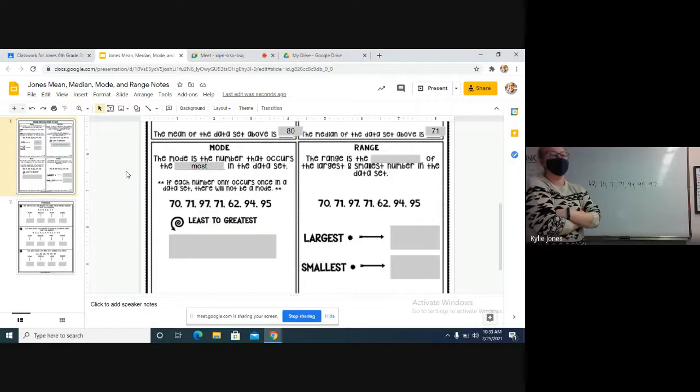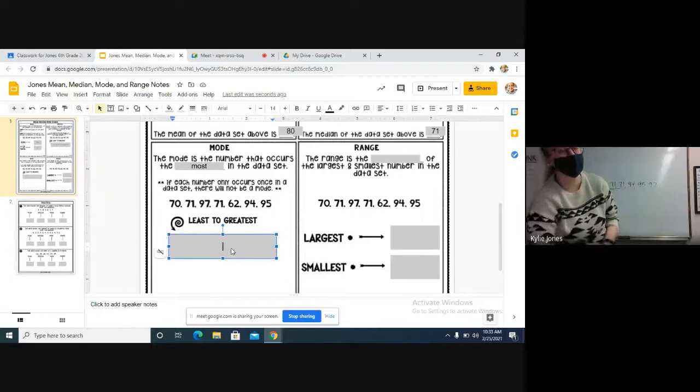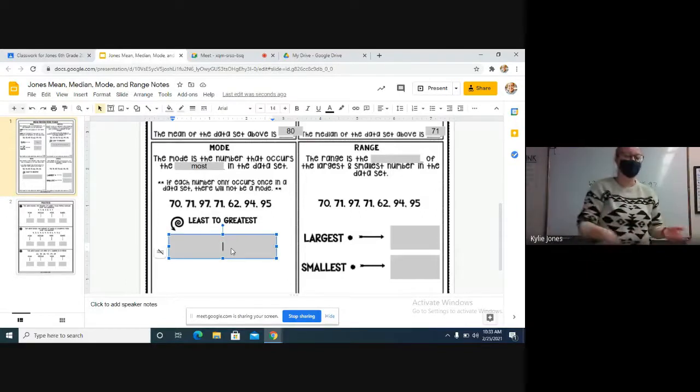The number that occurs the most in the data would be 71, right? It would. So we don't necessarily have to put these in order from least to greatest because you can look at them and see which one happens the most. So which number does happen the most in your data set? 71. Yep. The mode is absolutely the easiest one. You're looking for the number that you see the most.